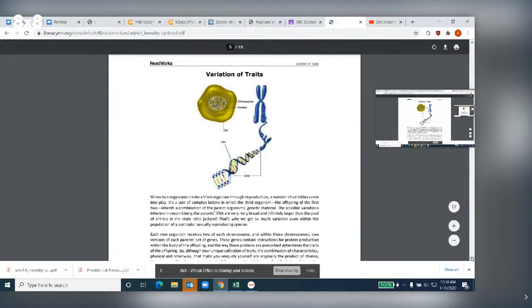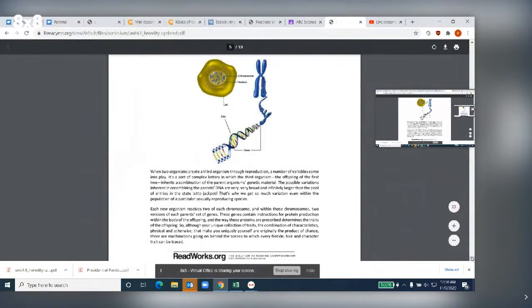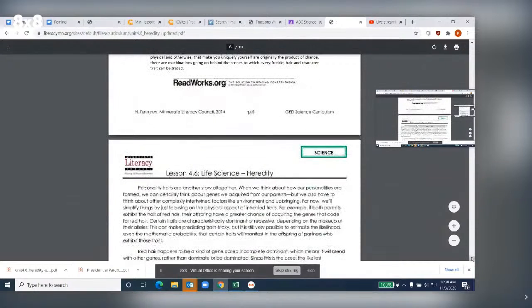Each new organism receives two sets of chromosomes, and with those two chromosomes, two versions of each parent set of genes. These genes contain instructions for protein production within the body of the offspring, and the way those proteins are prescribed determines the traits of the offspring. So, although your unique collection of traits, the combination of characteristics, physical and otherwise, that make you uniquely yourself, are originally the product of chance, there are machinations going on behind the scenes to which every freckle and hair and character can be traced. Okay.